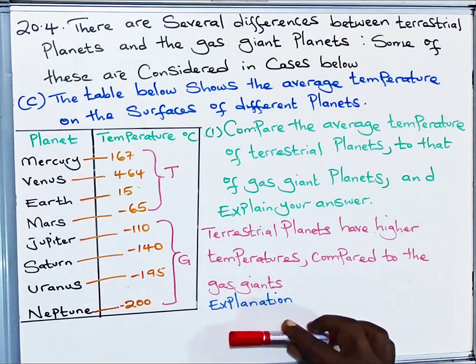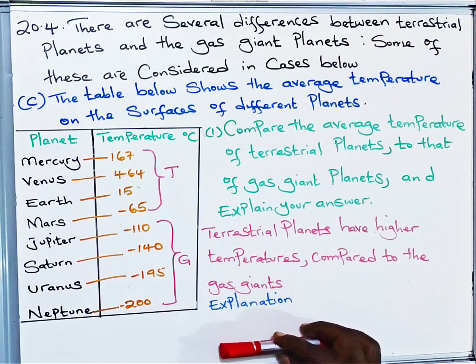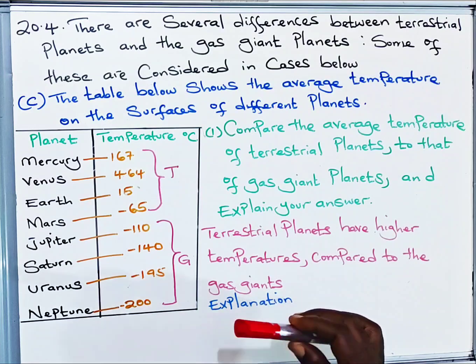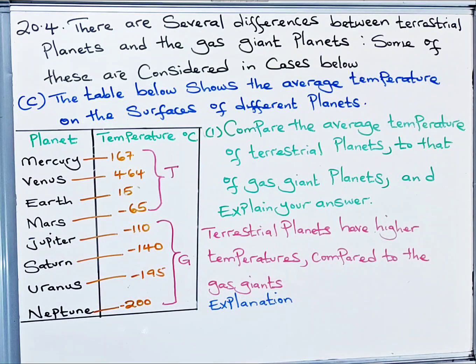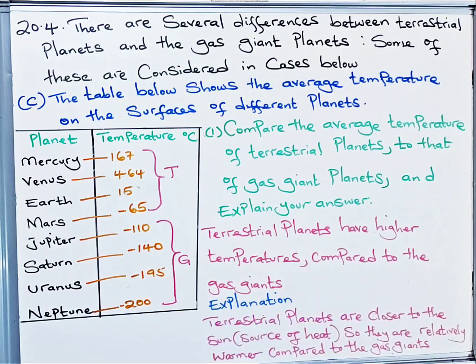And what is the explanation for this? The explanation here is obvious. The terrestrials are closer to the sun compared to the gas giants, so they receive stronger radiation, which keeps them warm.